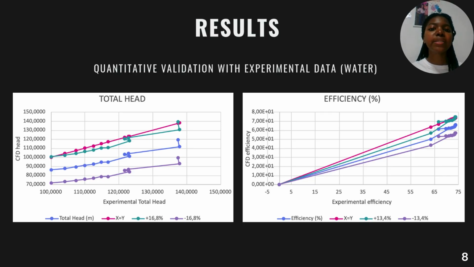The error band of plus or minus 30.4% for efficiency indicates acceptable accuracy in predicting this parameter, which is inherently more complex to calculate due to its dependence on torque and mechanical losses.